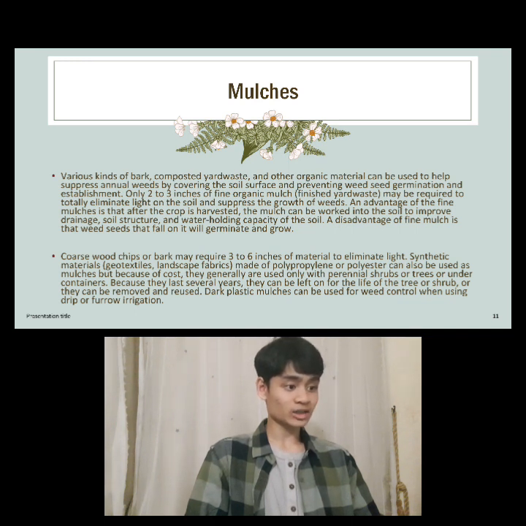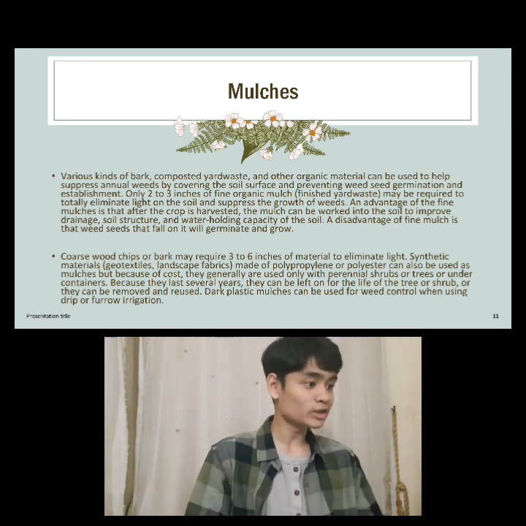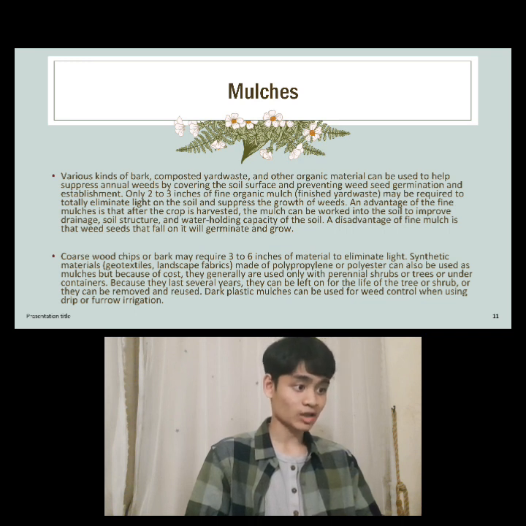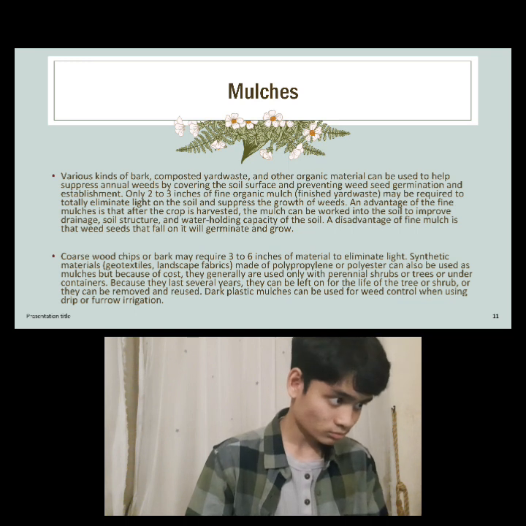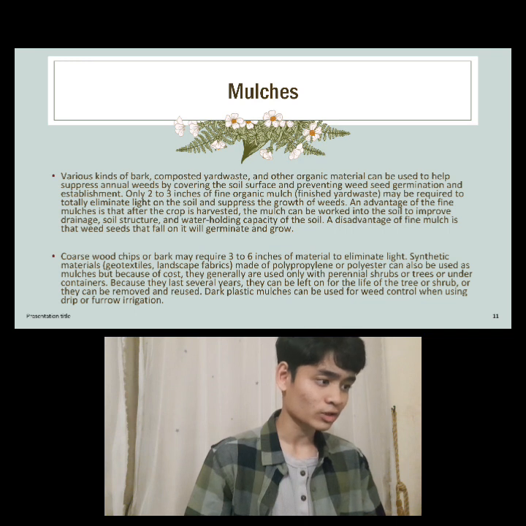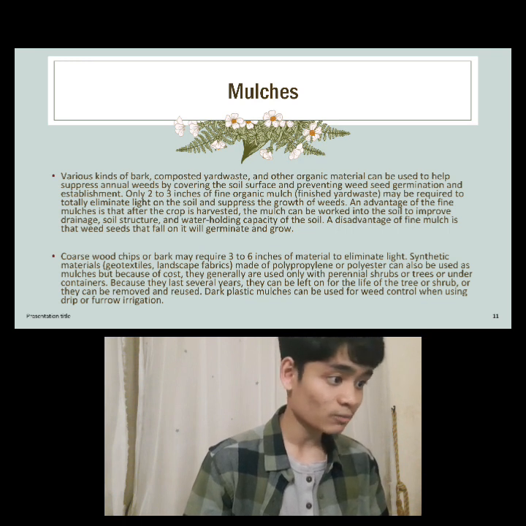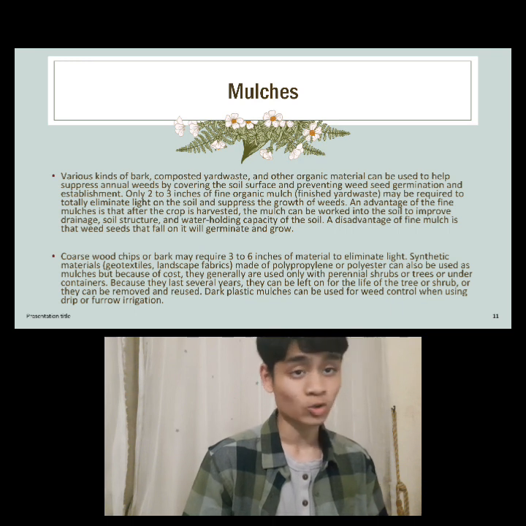Synthetic materials, geotextiles, and landscape fabrics made of polypropylene or polyester can also be used as mulches, but because of the cost, they generally are used only for perennial shrubs or trees or under containers, because they last several years. They can be left on for the life of the tree or shrub, or they can be removed and reused. Dark plastic mulches can be used for weed control when using drip or furrow irrigation.